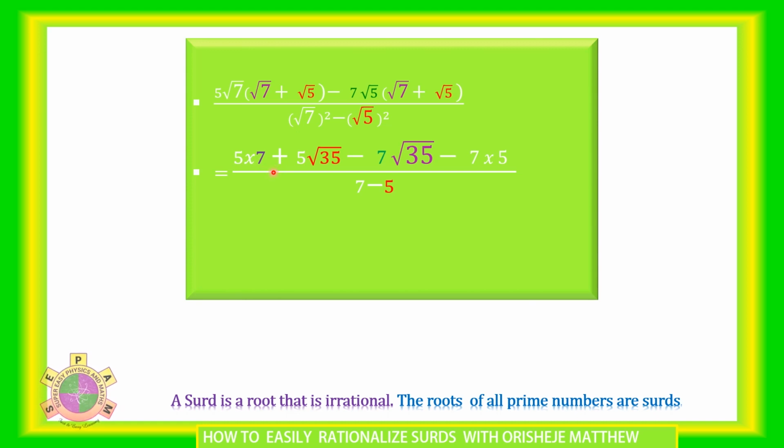So what we are left with is, this is 35, take away 35. So tactically this is off, this is off. So we are left with 5 root 35, take away 7 root 35, which will become negative 2 root 35. 7 take away 5, denominator is 2. 2 denominator divides the 2 numerator, so we are left with negative root 35. That is the final answer.